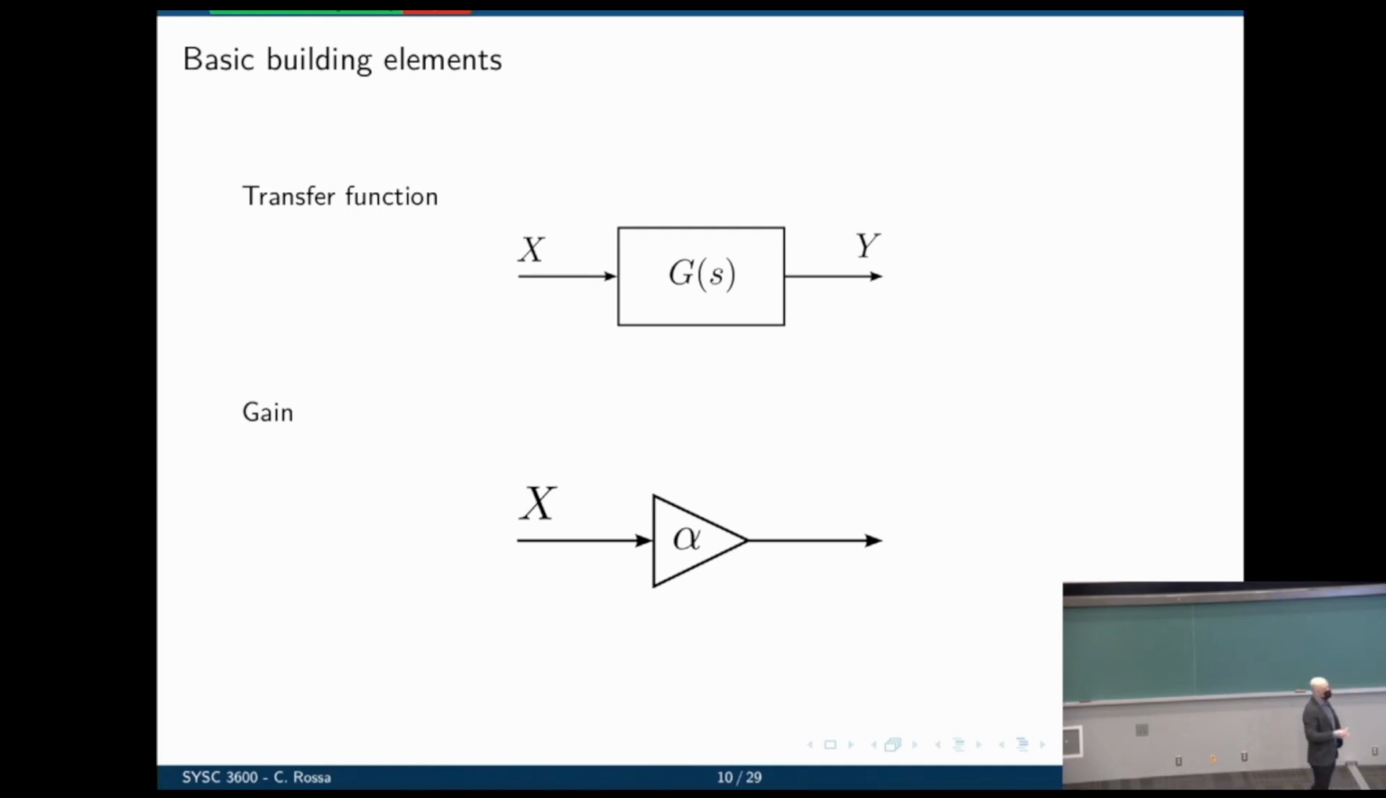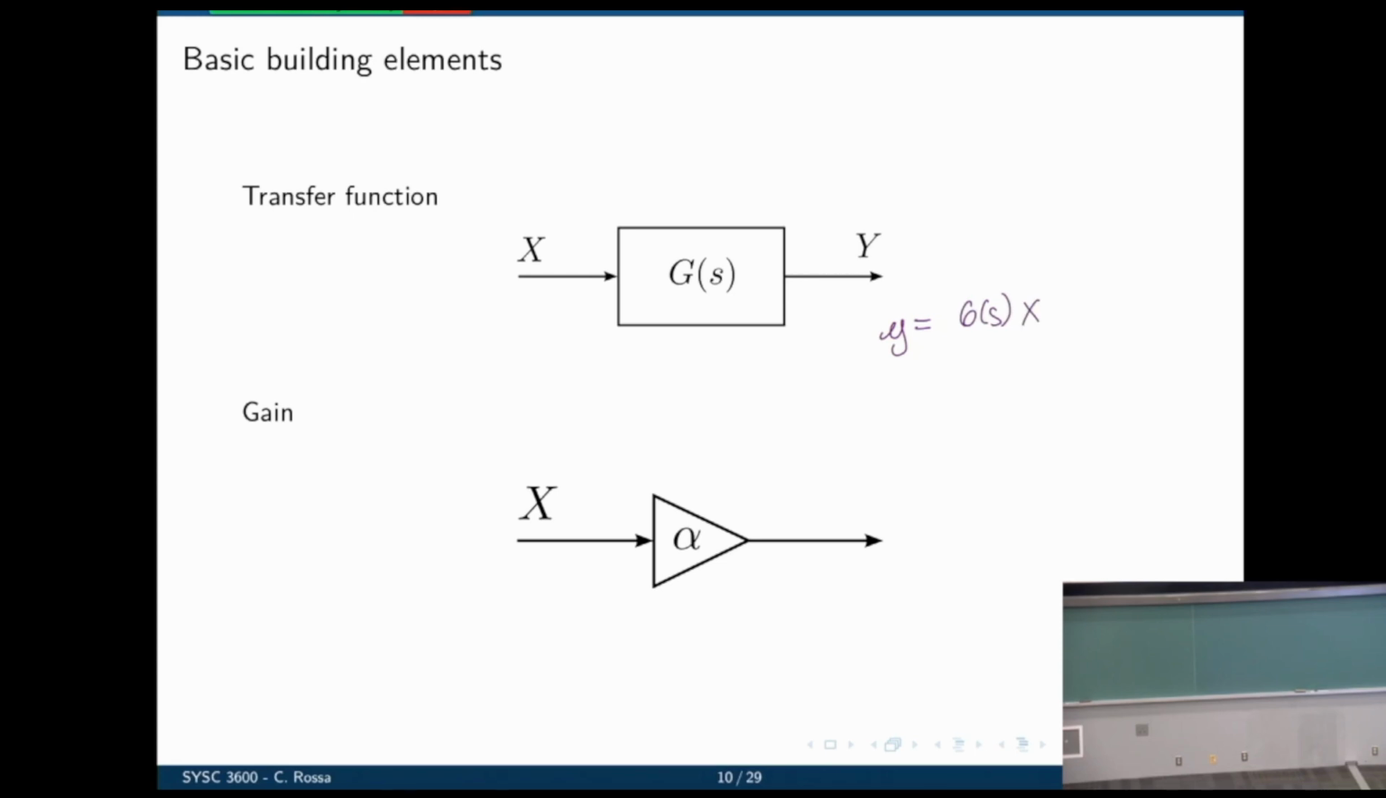So to do all that, we need now to start creating the simulation diagram. The first thing we need are these building blocks to create these simulation diagrams. Here are 2 of them. The first one is the most elementary one, the transfer function. One block with a transfer function will have an input and an output. And you know that the output of this system will simply be G of S times X.